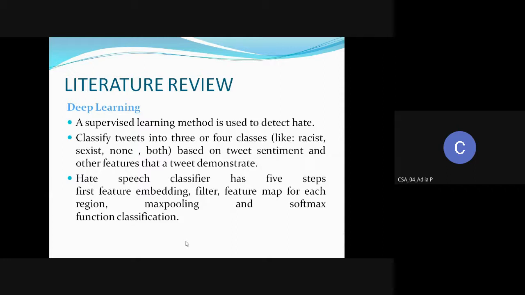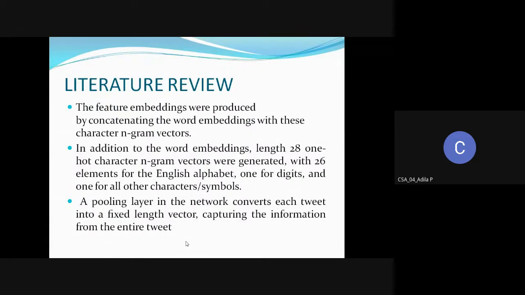The hate speech classifier has 5 steps. First, feature embedding, filter, feature map for each region, max pooling, and softmax function classification. The feature embeddings were produced by concatenating the word embedding with the character n-gram vectors. In addition to the word embedding vectors, length 28 one-hot character n-gram vectors were generated with 26 elements for the English alphabet, 1 for digits and 1 for all other characters or symbols.